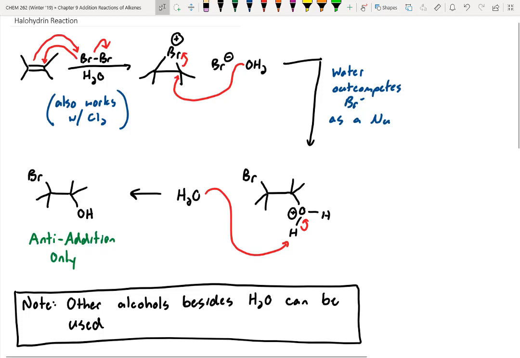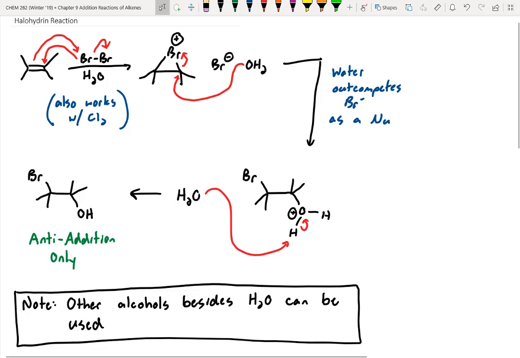Yeah? So is this one of the 68 reactions that we need to know? This is one of the 68 reactions we need to know. Like I said, though, a lot of these are just variations on one another. So one alcohol versus another alcohol, they're remarkably similar.